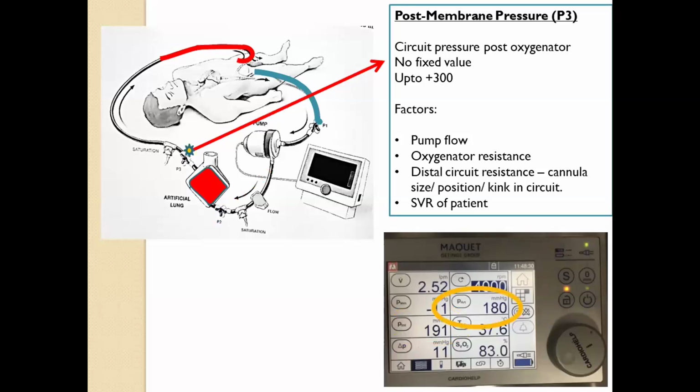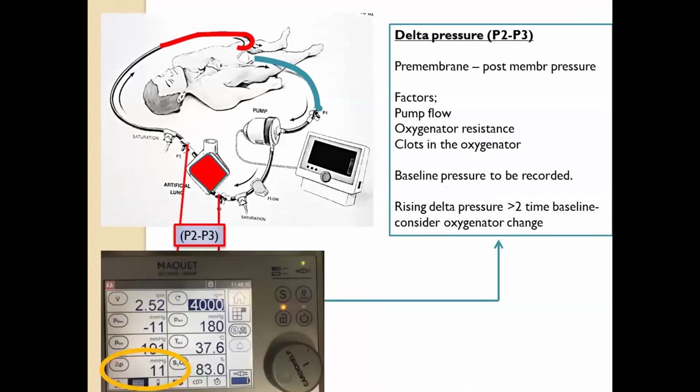Now the third pressure, the P3 pressure, is the post-oxygenator pressure. Again, there is no fixed value here, and it depends on a few things. The most important thing is the SVR of the patient and also the pump flow. So if the SVR of the patient is high, then the amount of pressure that is required to pump blood is high, so that is when the post-oxygenator pressure will also go up.